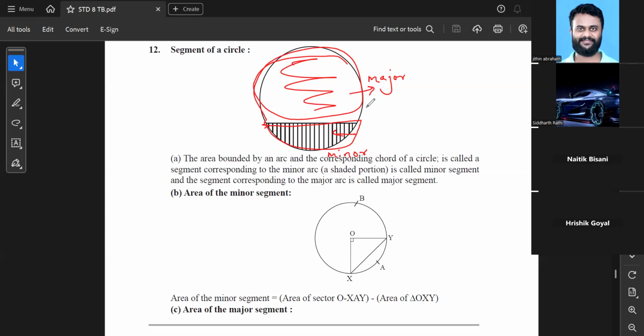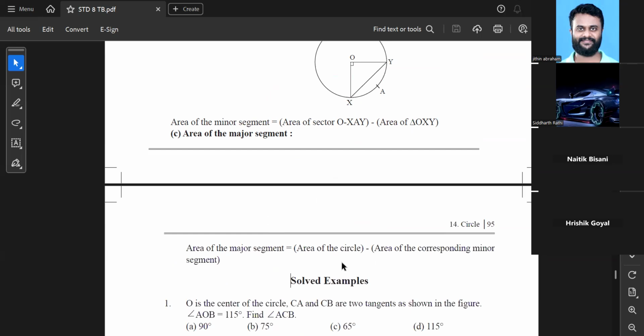Sir, can you explain area of segment because the rest everything I understood. In area of segment, see, this is the segment, this particular shaded portion is segment. Now how to find segment? You first find the area of the sector, then remove this area of triangle from it. That's it. So area of segment is area of sector minus area of triangle. Okay, sir, got it.